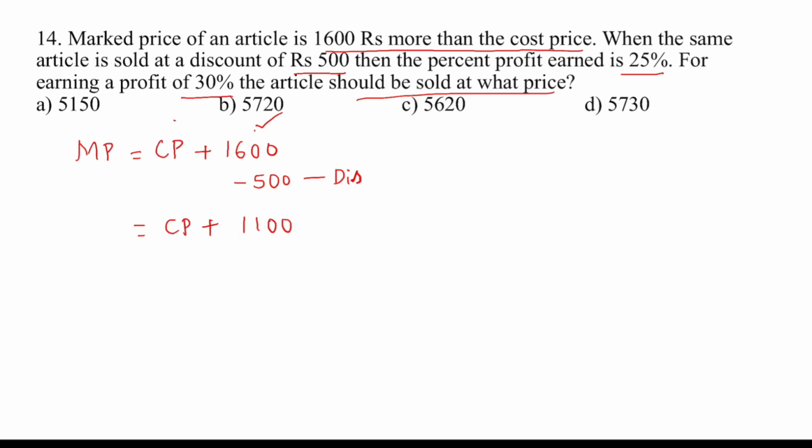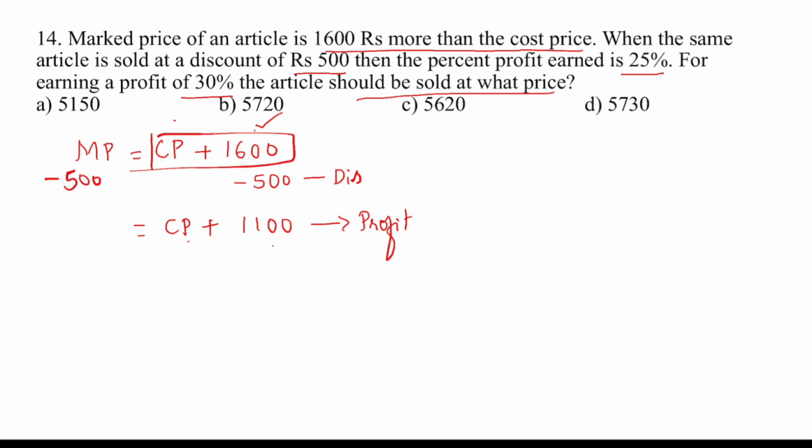Even then he is making a profit of 1100, isn't it? Even though he gave 500 rupees discount, he is still making a profit of 1100. He is giving 500 discount on the marked price, and after giving it, what remains is the cost price plus 1100. Even then he is making profit.